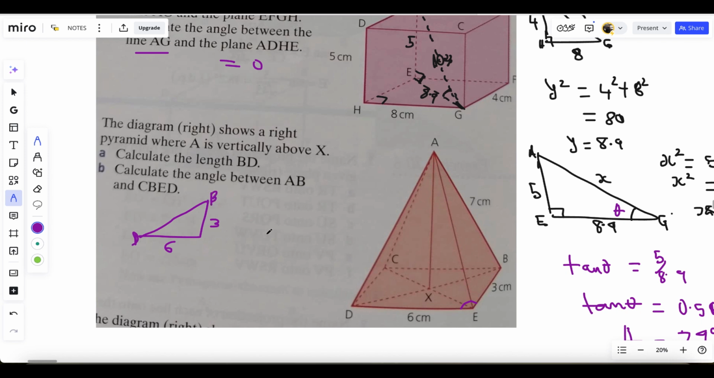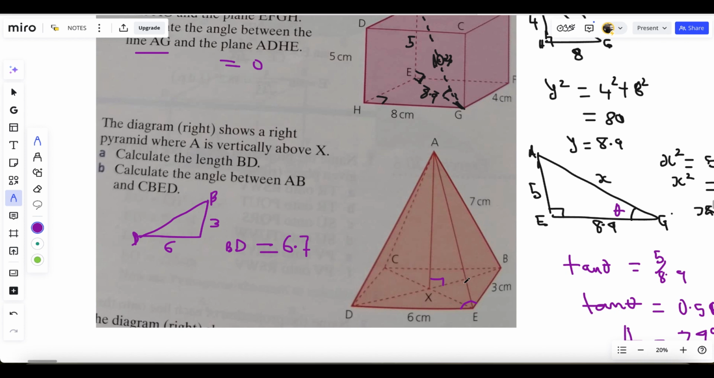Okay, square root of 45. 6.7. So we get BD to be 6.7. Okay, so the BD is 6.7. Now if you know the BD, this will make 90 degrees with this plane. So if you divide the BD by 2, you get the value here.